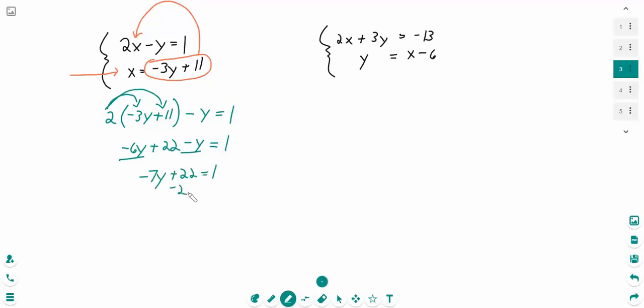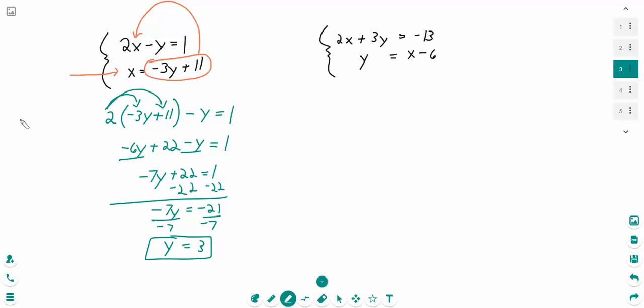We subtract the 22 from both sides, and we end up with negative 7y is equal to negative 21. We can divide both sides by negative 7, and that'll give us y all by itself is equal to 3. Now remember, we are not done yet. This is only half of the answer. Now we're going to take that and substitute it back in. And like we did last time, let's just substitute it back into the second equation.